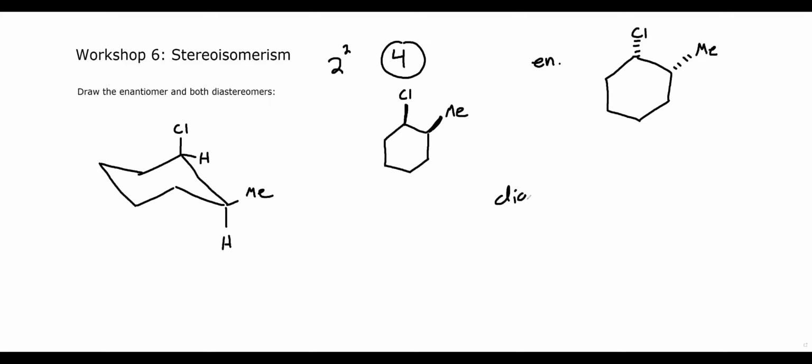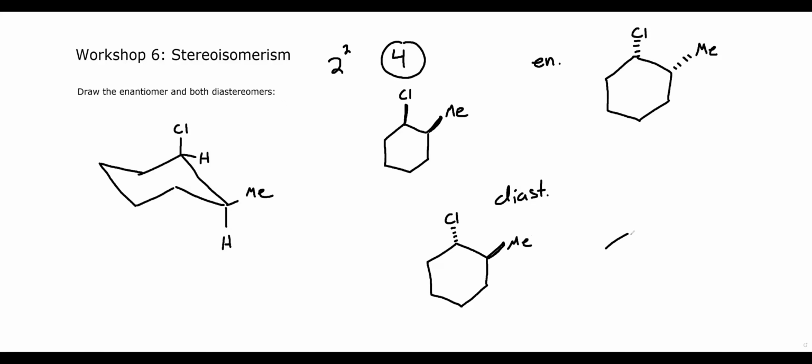And then for the diastereomers, remember you change a fraction of the stereocenters, but not all of them. If you change all of them, that's the enantiomer. If you change a fraction, those are the diastereomers. So to draw the diastereomers, keep the carbon skeleton the same, remember, and just change one of the stereocenters, but leave the other.